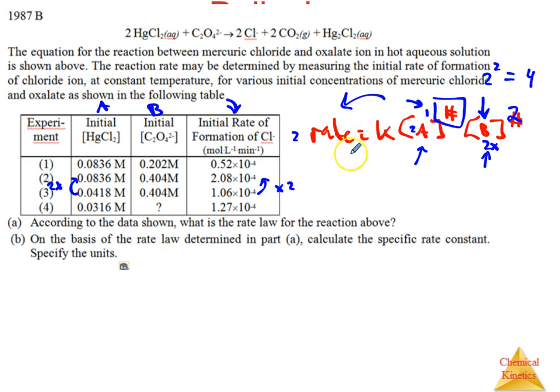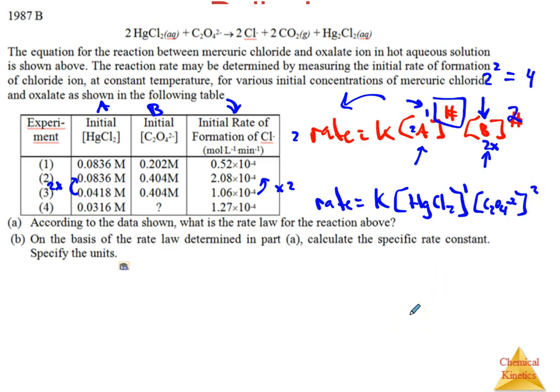So now we know the official rate law would be rate equals K, which we'll solve for in a minute. And I'll go ahead and substitute the things in now. HgCl2 to the first, and C2O4 minus 2 to the second. Who's with me so far?